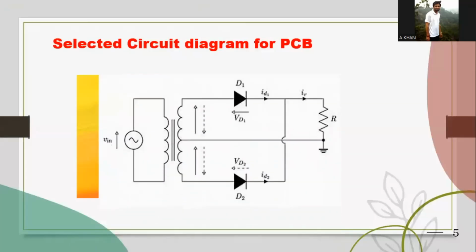This is the circuit diagram of full wave rectifier. In this diagram, you can see there is one transformer, this one, and this is the primary coil and this is the secondary coil, and there are two diodes D1 and D2, and this is the load resistor. If you want to filter the circuit, you want to get pure DC, you can use a filter circuit in this circuit.